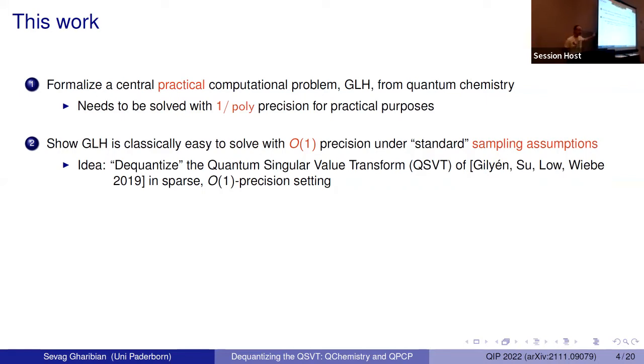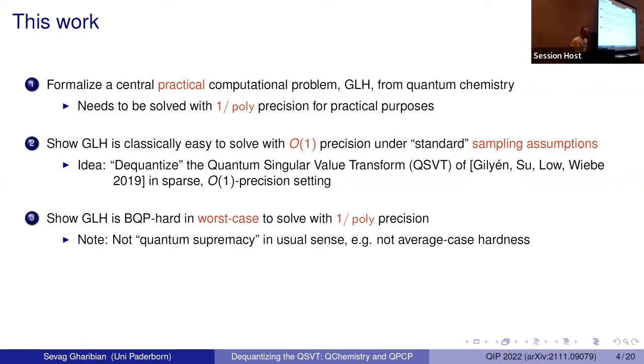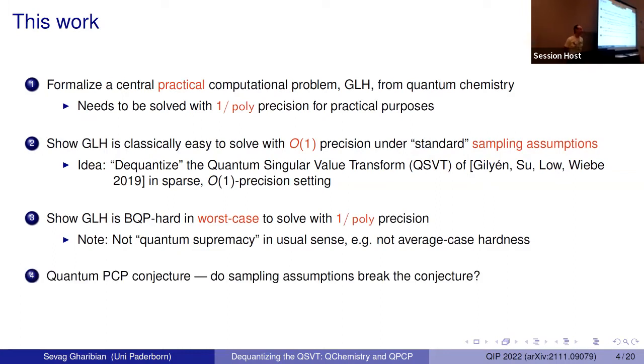Okay, but that's for the sloppy case, that's not constant error. If we go back to the case that quantum chemists care about, we can show that this is very unlikely to happen now. Where it's going to be worst case BQP hard to solve it to within that 1/poly precision. And the last thing I'll touch on is, what does all of this say about quantum PCP? Okay, so let's begin.